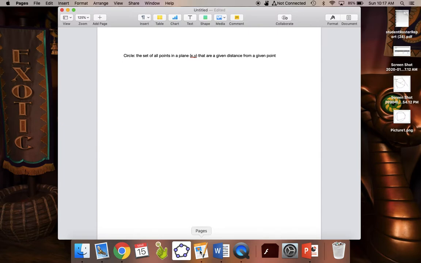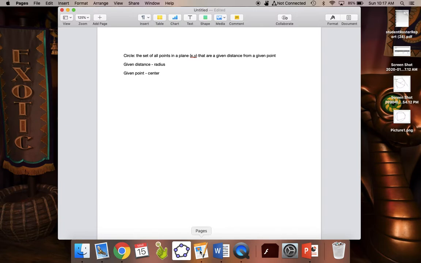Within that, we can actually define a couple of those phrases. We're going to go ahead and call that given distance the radius, and we're going to call that given point the center. So those are the two important features of a circle.